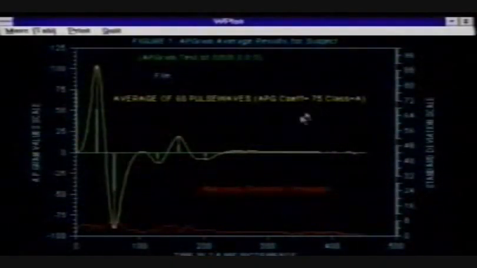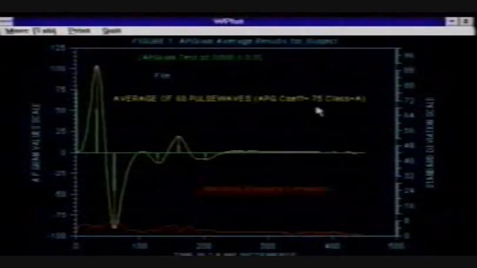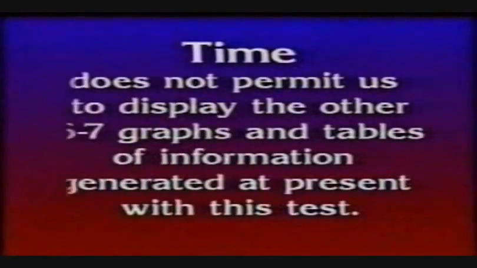Then we display an average of these 60 beats along with the standard deviation for each of the time points. The calculated APG coefficient is plus 75, which indicates a large cardiovascular reserve. There are also 7 more graphs and tables of information generated by this test.